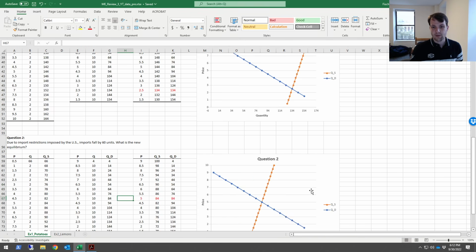And if you compare these two plots, you can see that basically what we did is we shifted the supply curve upwards and to the left, and that obviously means we're going to move quantities down and prices up. And this is exactly what we find.